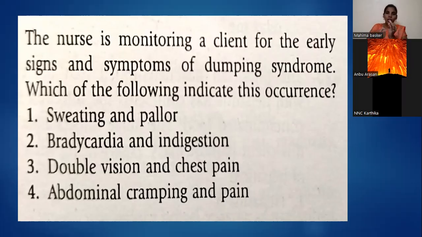Double vision and chest pain: nothing to connect with that, so double vision and chest pain won't come. And bradycardia and indigestion: I have told you palpitation will be there for the patient. That means there is a heart rate increase, not bradycardia. Bradycardia means the heart rate is decreased, so it won't come. Next one, sweating and pallor. When the flushing symptom comes, the patient will be very flushed and anxious, pallor will be there, sweating will be there. So you can select answer 1, sweating and pallor. Got the point? Like this only you have to answer the questions.